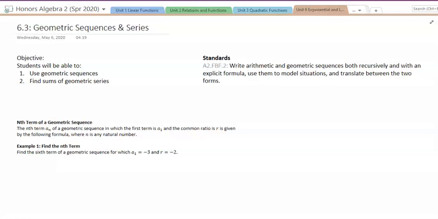Alright, let's look at 6.3 on geometric sequences and series. Our objective today will be to use geometric sequences and to find the sums of geometric series. And that falls under our standard of FBF2, dealing with geometric sequences through the recursive and the explicit formulas. So you'll see that the standard doesn't specifically address series. It does mainly work on sequences, but series are related.